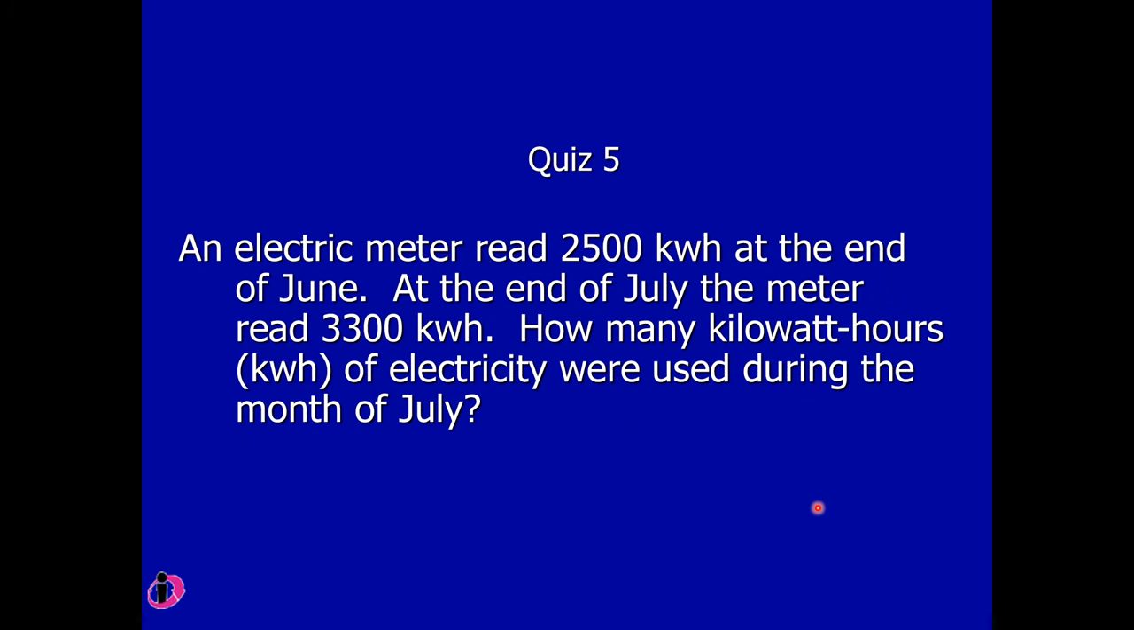An electric meter read 2,500 kilowatt hour at the end of June. At the end of July, the meter read 3,300 kilowatt hour. How many kilowatt hours of electricity were used during the month of July? Again, at the end of June you have something, at the end of July you have something. If you subtract, that will be 3,300 minus 2,500, so that will be 800 kilowatt hour, right?